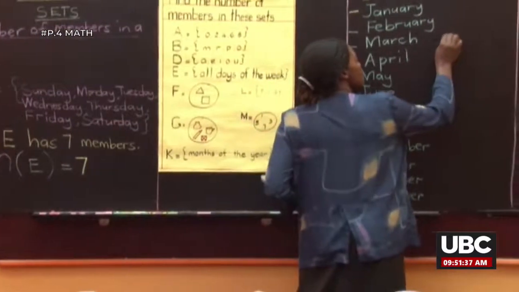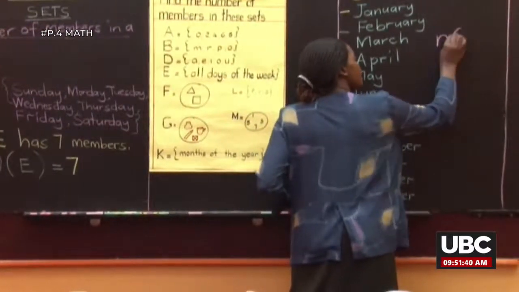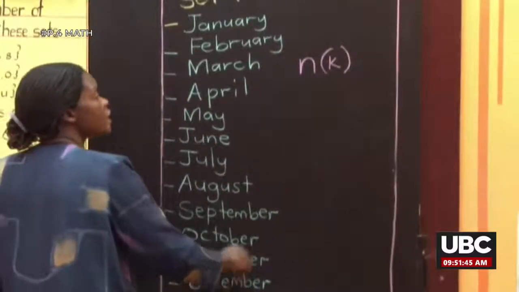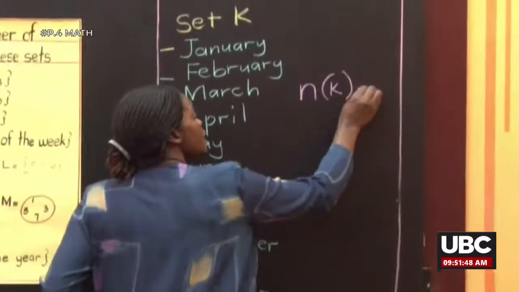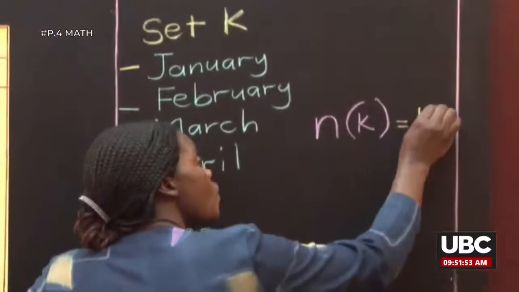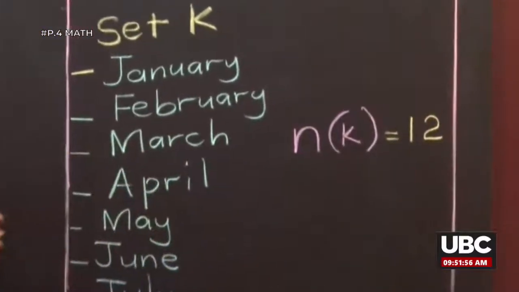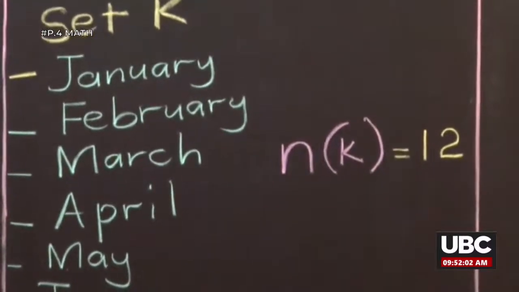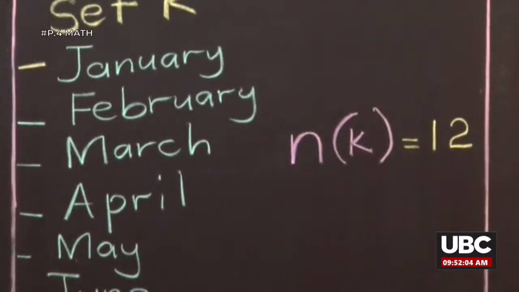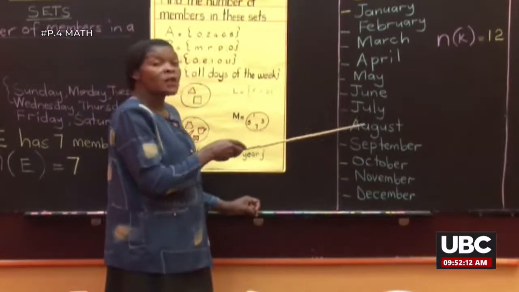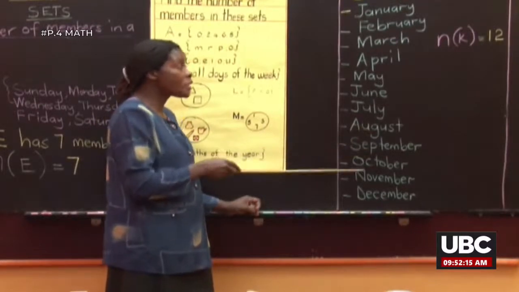We can have this as N standing for number of members in which set it is, set K. And since we have counted them, and after counting, we have come to 12. Therefore, there are 12 months in a year. Here we have learnt a lot. We have learnt the months of the year. We can have their spellings also. And we have also counted.